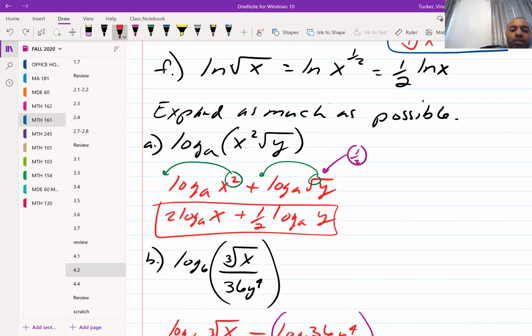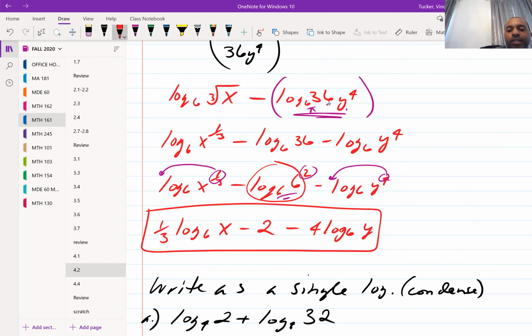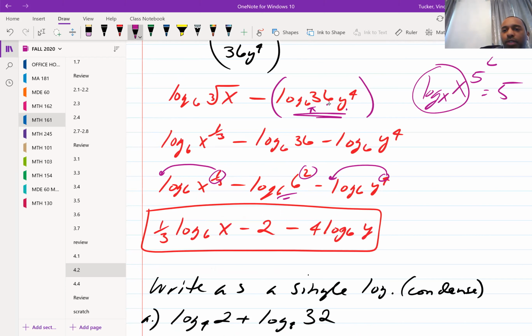Yes, the sixes cancel out. The log base 6 of 6 cancels, and that leaves you with just the exponent. So whenever you have that relationship, if you have log base x of x to the 5th power, that's going to cancel out and just leave you with 5. So that relationship right there cancels and leaves you with just the exponent. All right, hopefully that answered your question.